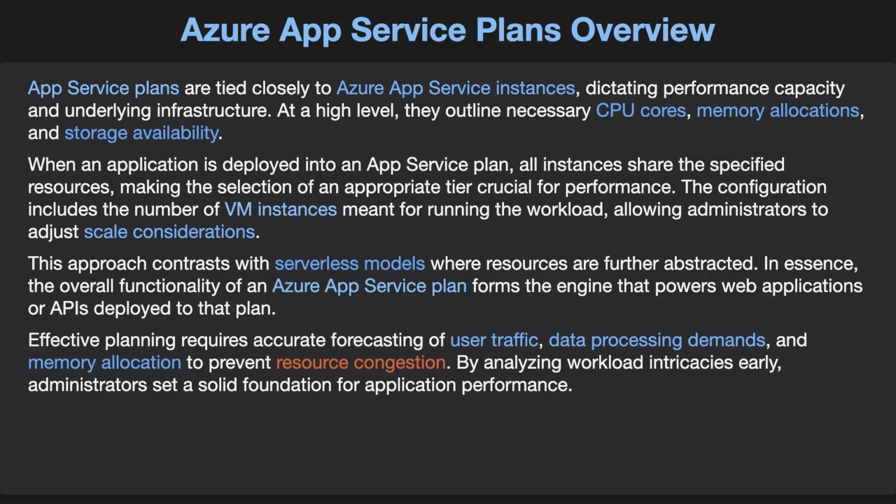In essence, the overall functionality of an Azure App Service Plan forms the engine that powers web applications or APIs deployed to that plan. Effective planning requires accurate forecasting of user traffic, data processing demands, and memory allocation to prevent resource congestion. By analyzing workload intricacies early, administrators set a solid foundation for application performance.